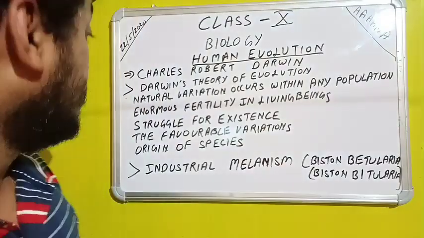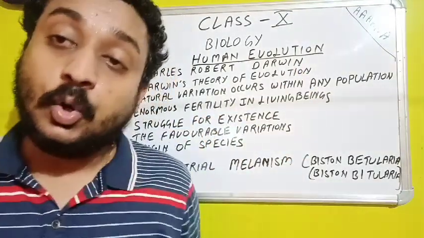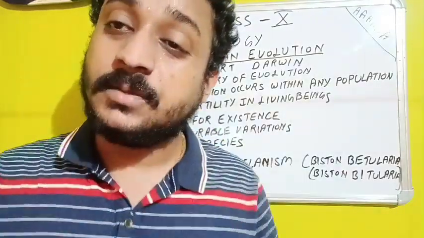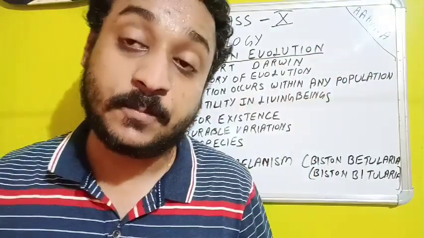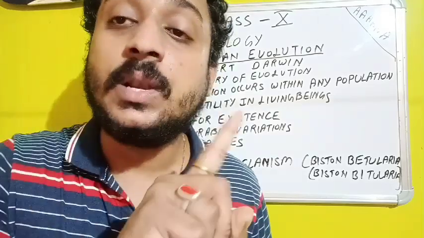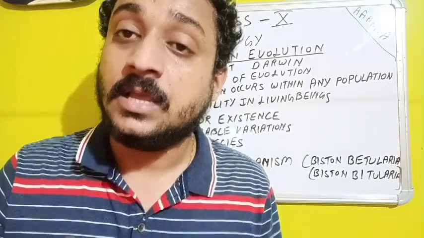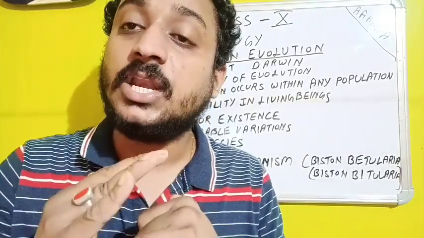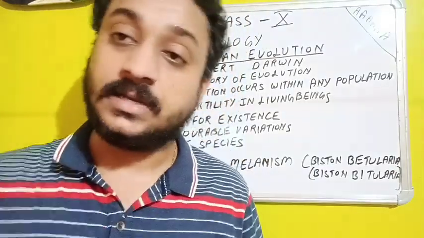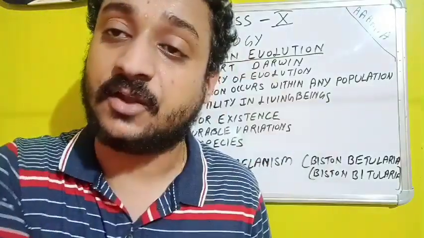Next, what he said: enormous fertility in living beings. It means, a particular organism will reproduce numerous progeny, and its ability to reproduce will not be lost. Of course, it will be lost after a certain period of time, but till then the organism will be reproductively very much active.